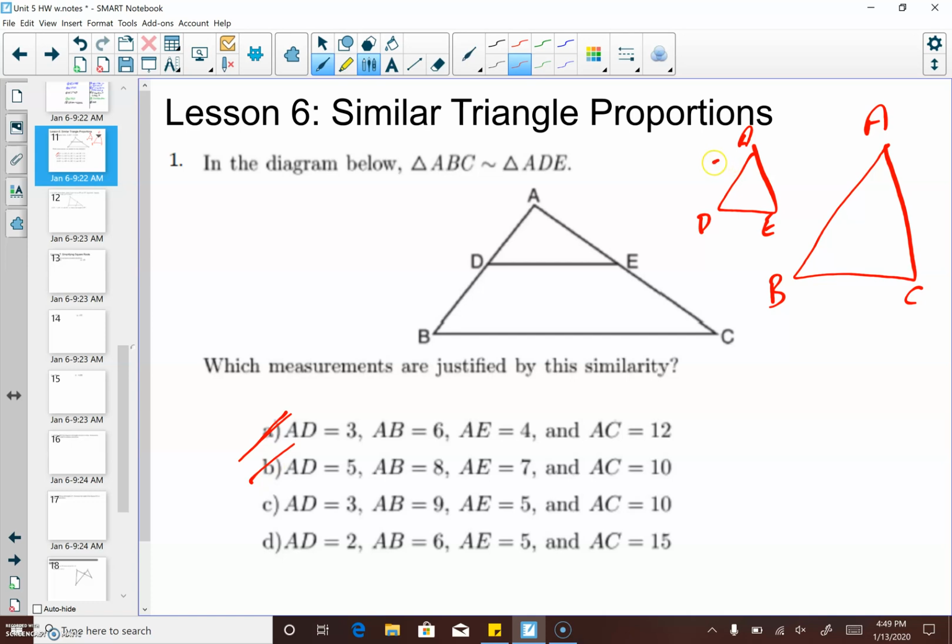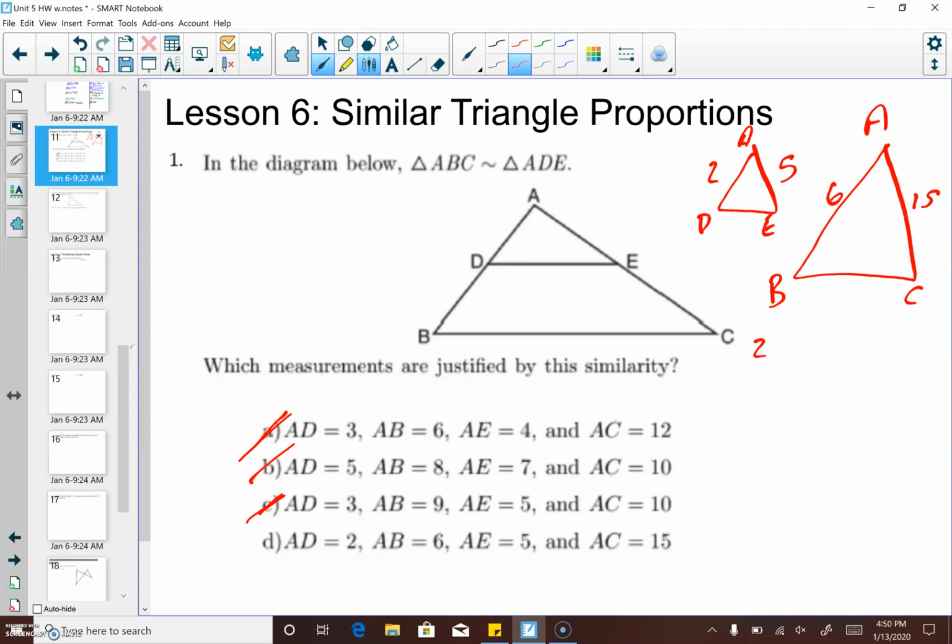In the third one, AD is 3, AB is 9, and then we have AE is 5, and AC is 10. Well, how do you go from 3 to 9? You multiply by 3. How do you go from 5 to 10? You multiply by 2. Since the scale factor is not the same, we know that that's not the right option. And our last piece now is choice D. Obviously, we know this is the right answer, but let's look at it. So AD is 2, AB is 6, AE is 5, and AC is 15.